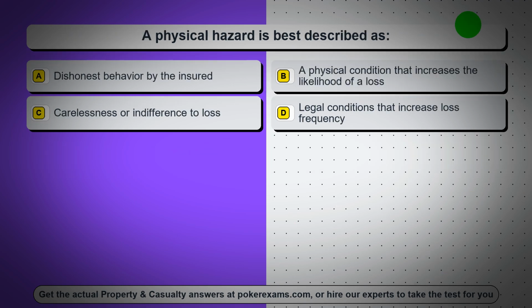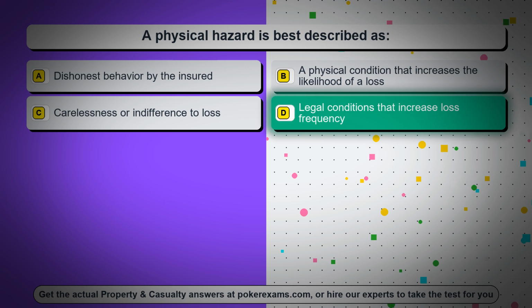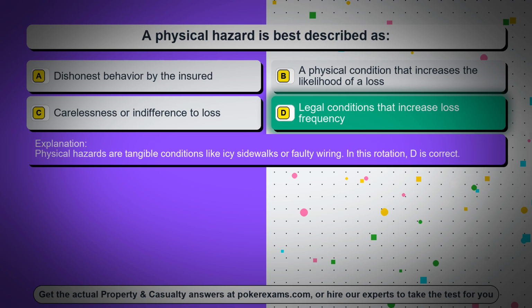Question 35. A physical hazard is best described as, option A, dishonest behavior by the insured, option B, a physical condition that increases the likelihood of a loss, option C, carelessness or indifference to loss, option D, legal conditions that increase loss frequency. The correct answer is option D, legal conditions that increase loss frequency. Physical hazards are tangible conditions like icy sidewalks or faulty wiring. In this rotation, D is correct.